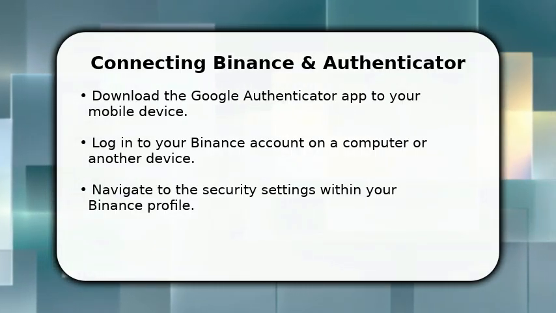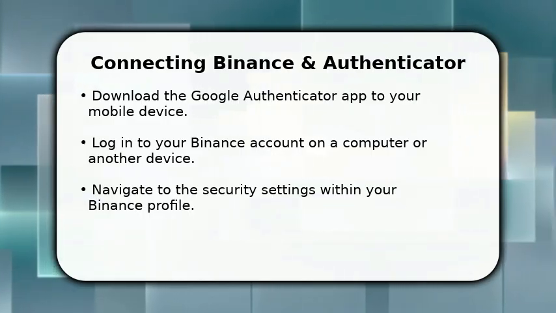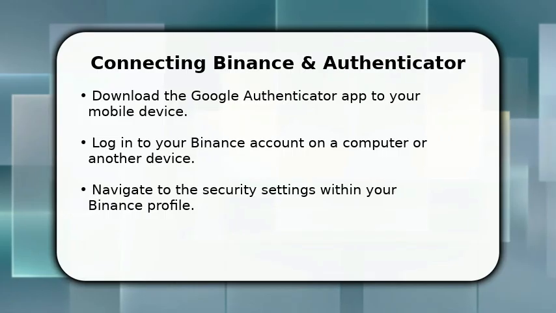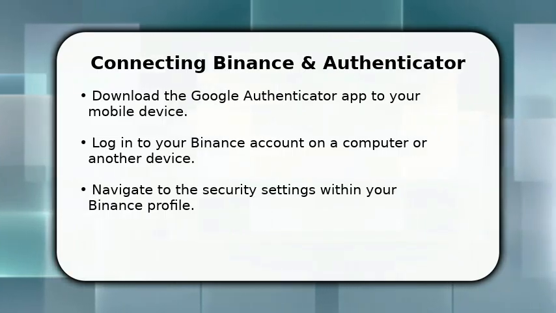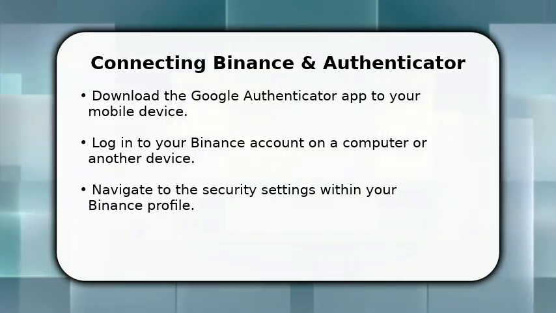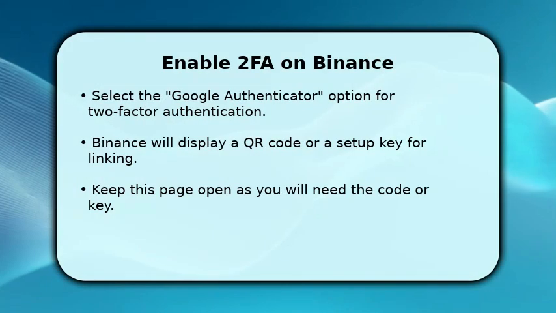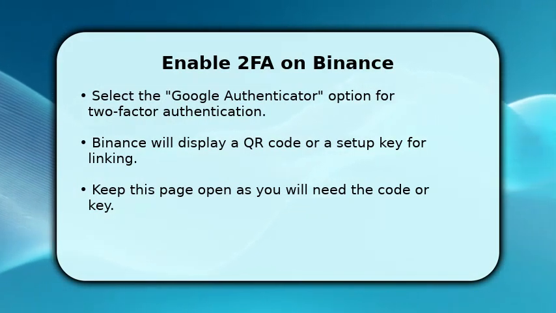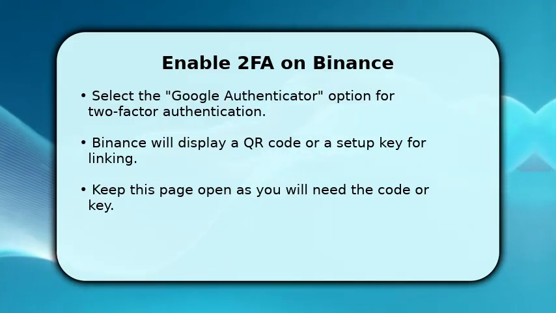Once logged in, locate the security section within your account settings. This is where you'll initiate the two-factor authentication setup process for enhanced security. Now, within your Binance security settings, find and select the option to enable Google Authenticator.